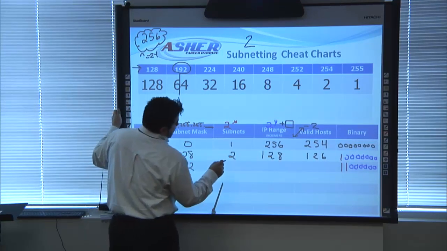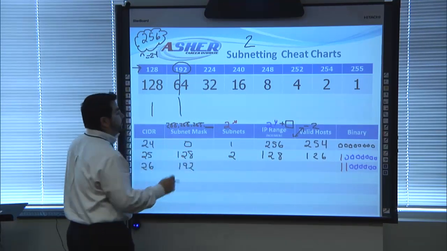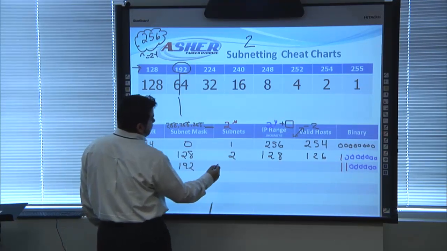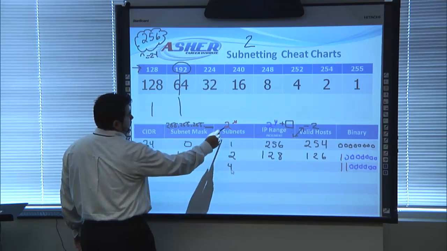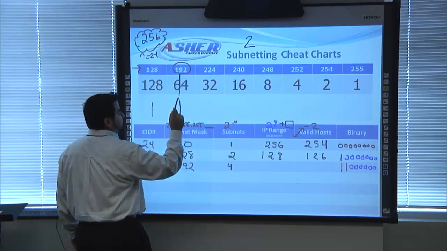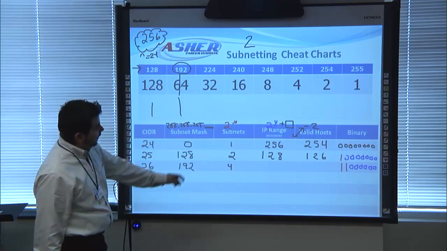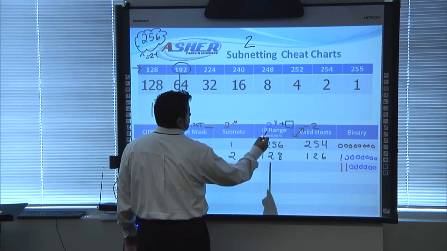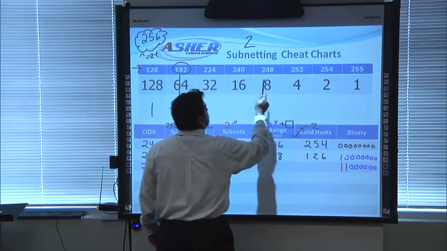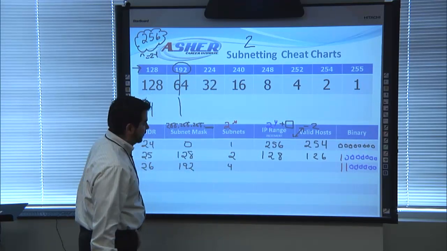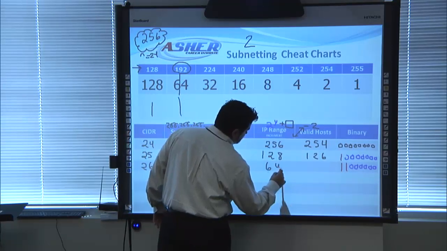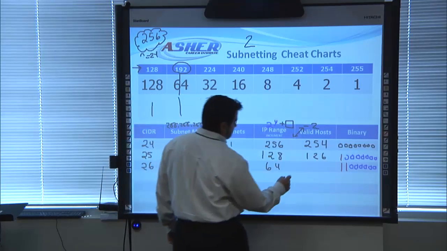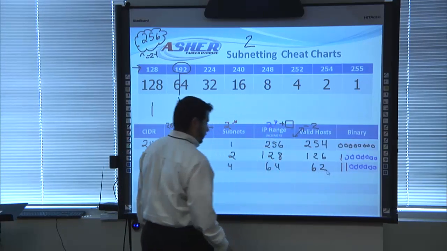Now, how many subnets or how many groups would I have? 4. How did you get 4? Because you're borrowing 2: 2 to the power of 2, 2 times 2 is 4. And my range would be 2 to the power of what? 6. So 2 to the power of 1, 2, 3, 4, 5, 6, 64. And then how many valid hosts would I have? 62. All right.